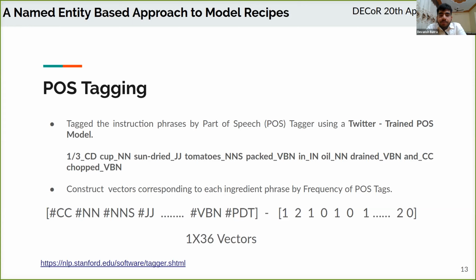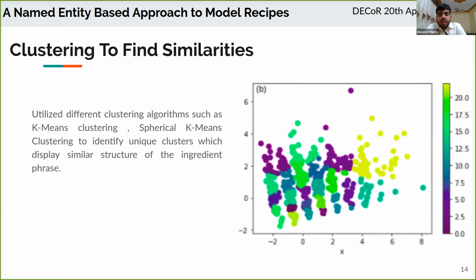So, for example, in the POS tagged output above, the vector below represents that there is one instance of the CC tag, two instances of NN tags, and so forth. Now, this vector can be used as the feature input to find similarities. We apply clustering-based approaches, K-means clustering and spherical K-means clustering, and using them we identify unique clusters. They display similar structure of the ingredient phrase because they are clustered based on the POS tags present, which takes the grammatical structure into account.